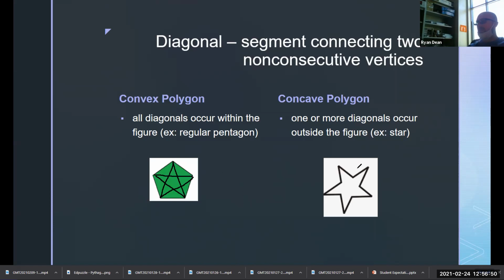On the flip side, the concave ones, this is where one or more diagonals occur outside the figure. So if you were to connect some of these together, it'd be kind of funky, but we're not going to spend too much time with concave polygons.